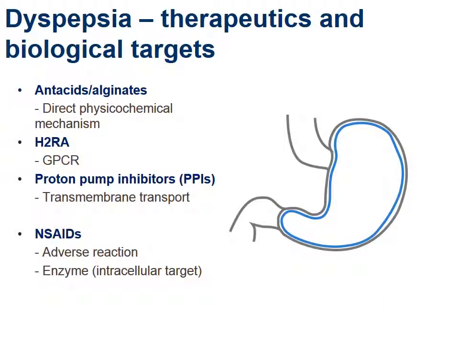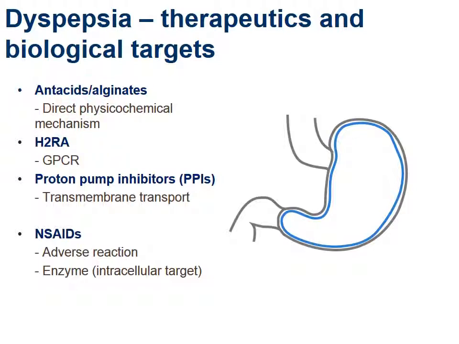So in this lecture, I'm going to talk about the various therapeutics and their interaction with biological targets. So here are the various therapeutics that are used to treat dyspepsia. And for completion, I included here antacids and alginates, although I will not talk about them in much detail. The reason for that is that their therapeutic effect is really mediated by physicochemical mechanisms. So their therapeutic effect is not mediated via interactions with biological targets, and for that reason I've just included them for completion.